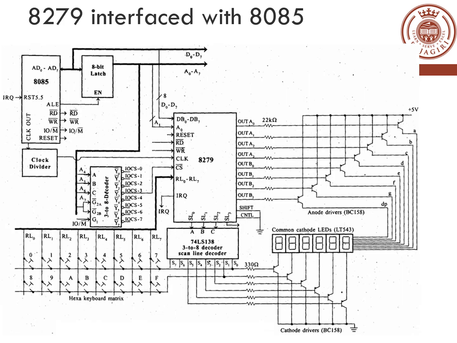This diagram shows a larger system. That is, we have 8 LEDs and 16 keyboards connected to the 8279, which is then interfaced to the 8085 microprocessor. The functioning would be similar to what was done before. This shows the arrangement by which we can have this configuration.